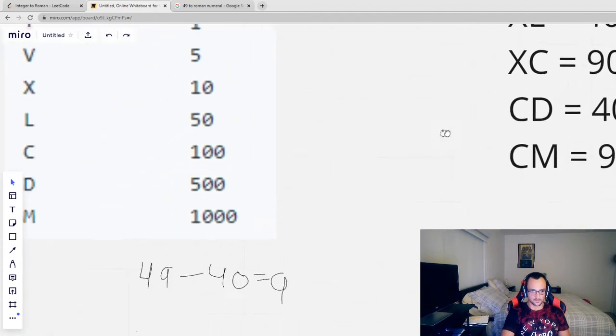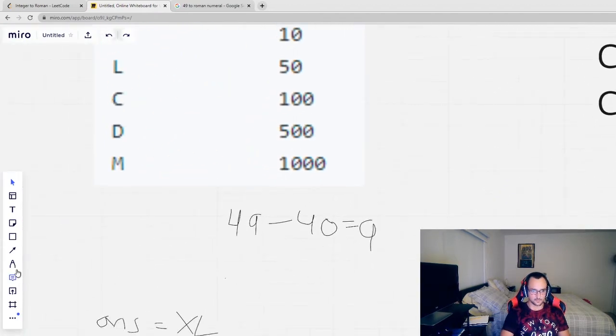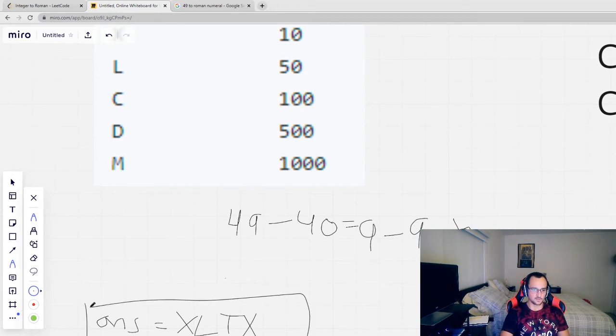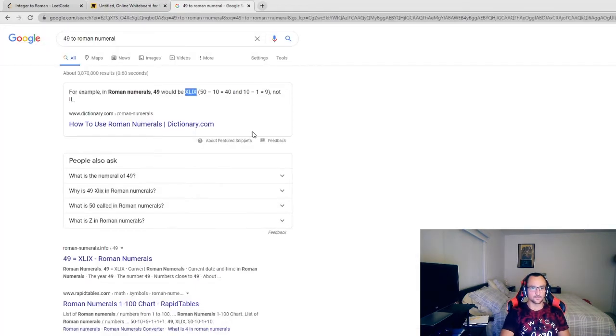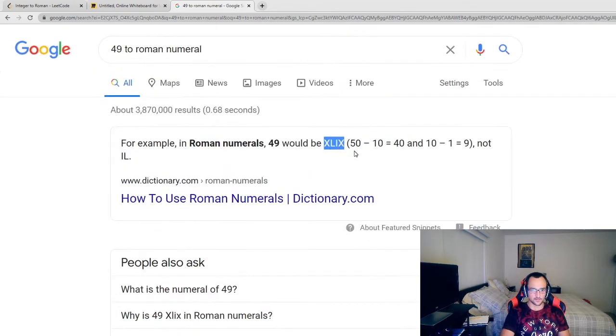IX. So go over here, you write IX in the answer, and then we subtract 9 minus 9, which is equal to 0, and once it equals 0, our algorithm is done. And so the answer here, in this case, is XLIX, which, as you can see over here, is the correct answer.